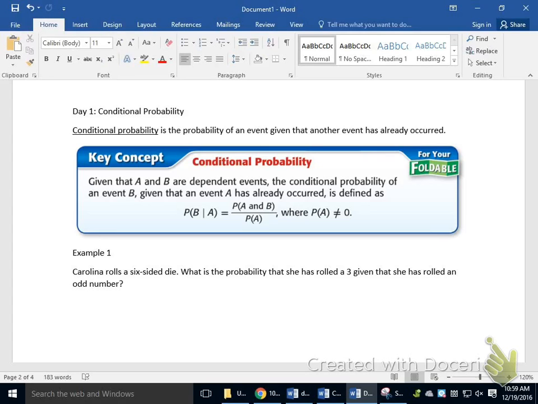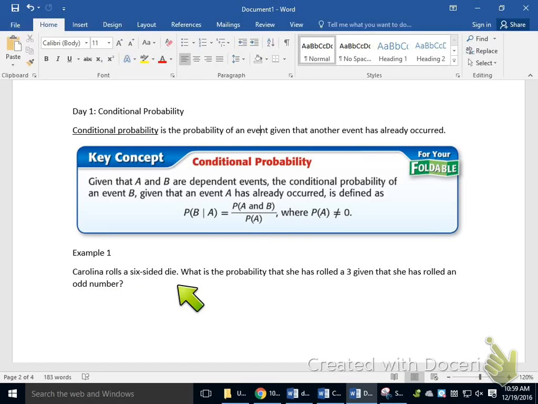Alright, conditional probability, as you can see right here, is the probability of an event given that another event has already occurred. So given that A and B are dependent events, if they were independent events, their probabilities wouldn't impact one another. The conditional probability of an event B given that an event A has already occurred is defined as this outcome right here. What you're going to see is, it's pretty simple in practice.